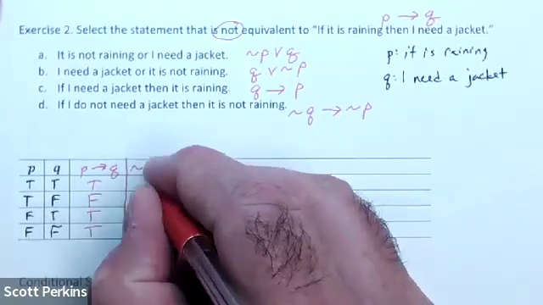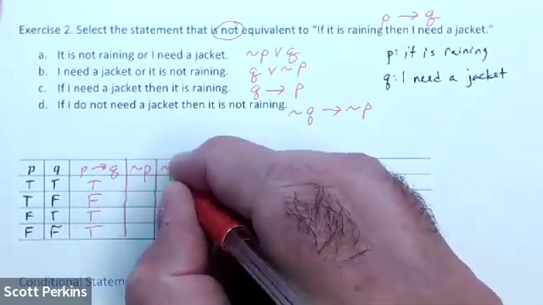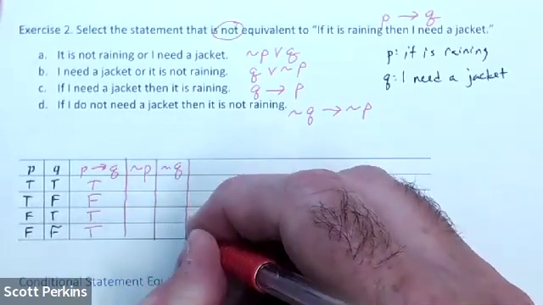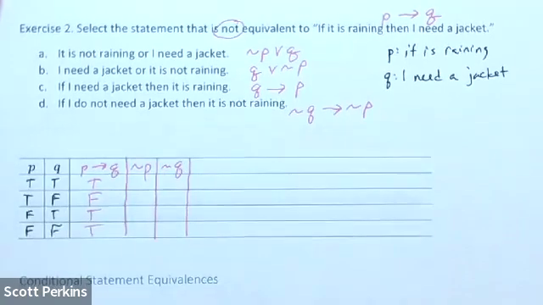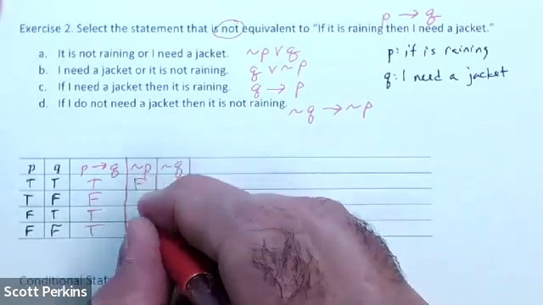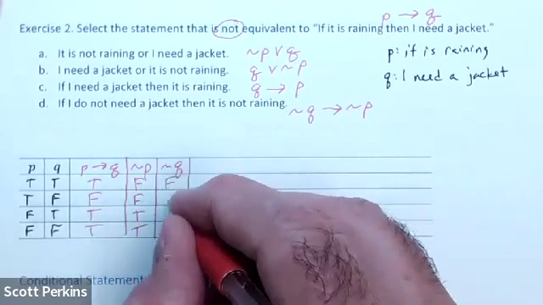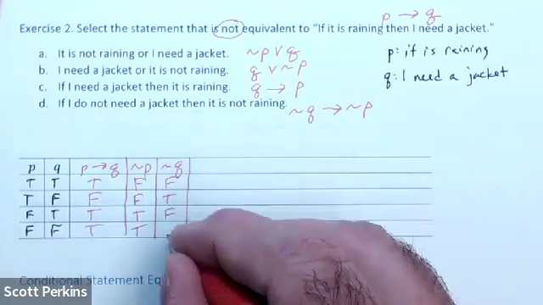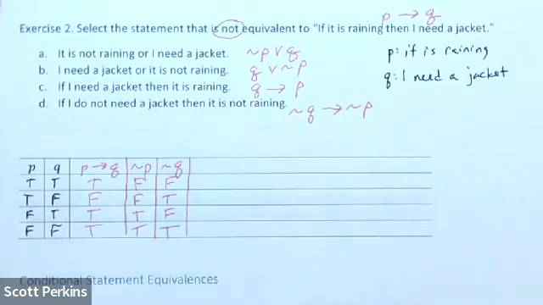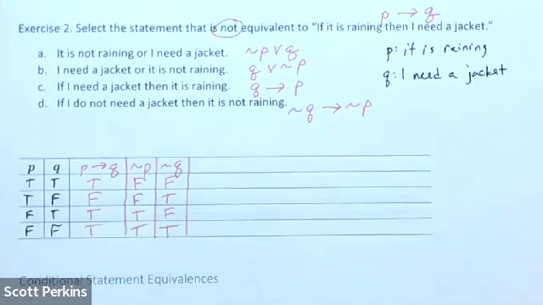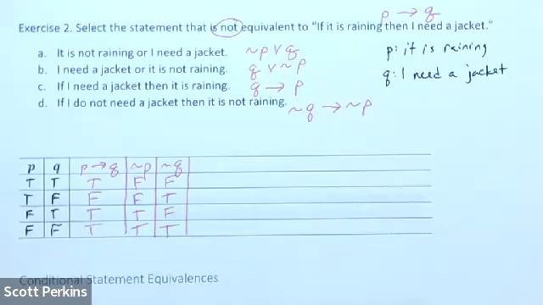I'm going to do a column for squiggly P and squiggly Q just to get them out of the way. So squiggly P is going to be F, F, T, T. Again, if you did these a little later, when you needed them, that's fine. And then squiggly Q is F, T, F, T. I'm going to just do one column, if you'll allow me, for A and B, just to save a little time because they're the same thing. They're both a squiggly P or a Q.